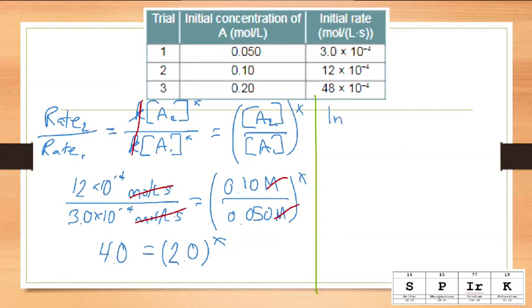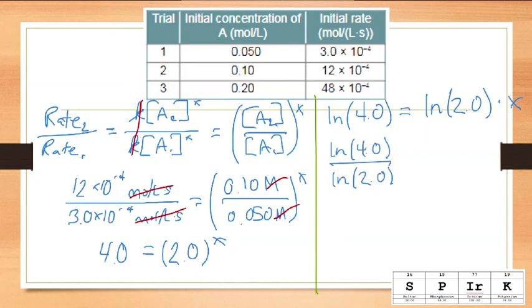So if we take the ln, or the natural log, of 4.0, and we take the ln of 2.0, it brings down that exponent. So now it's the ln of 2 times x. Now we can just divide both sides by the natural log of 2. So we have the ln of 4.0 divided by the ln of 2.0 equals x. And we can punch this into our calculator, and we get 2.0.